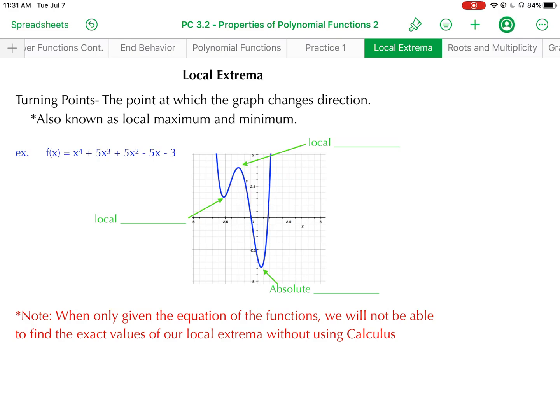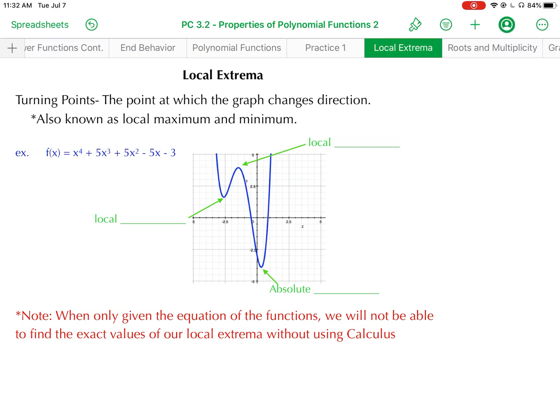Local extrema are referred to as the turning points of your graph. It's where your graph changes direction from being an increasing function to a decreasing function, okay? These are often referred to as local maximums and local minimums, right? So here you have an example of a function that is a quartic polynomial function, and notice it has 3 turning points, okay?